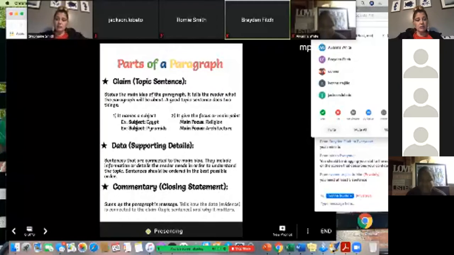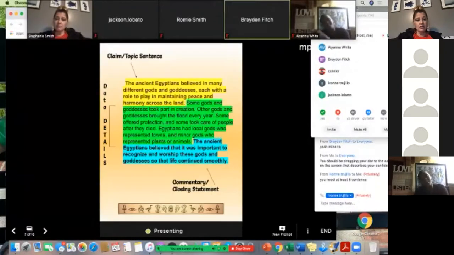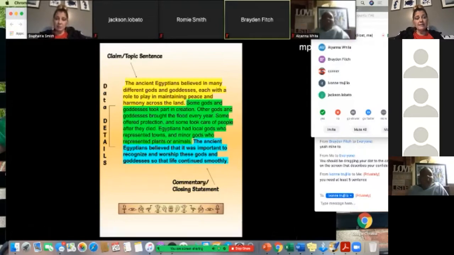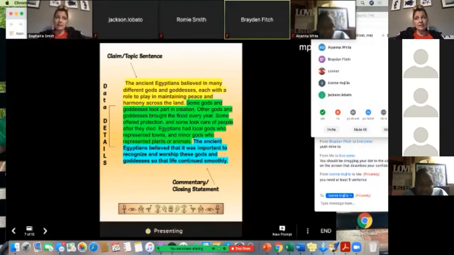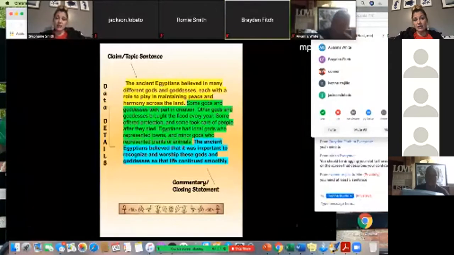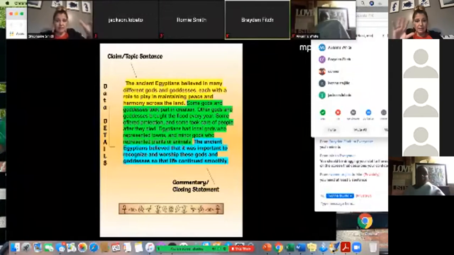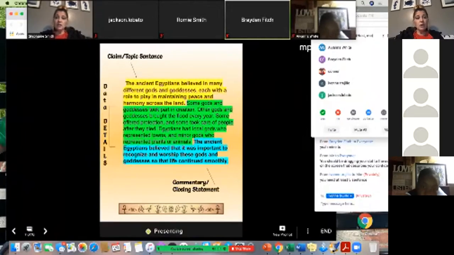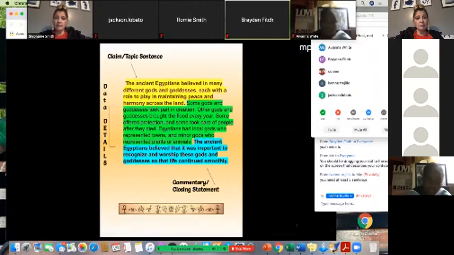All right, so let's do some practice here. If you take a look at this example I've given you, I've highlighted the claim in yellow, the data in green, and the commentary in blue. That's how I want you guys to get this in your head, your color coding. So our claim is the ancient Egyptians believed in many different gods and goddesses, each with a role to play in maintaining peace and harmony across the land.